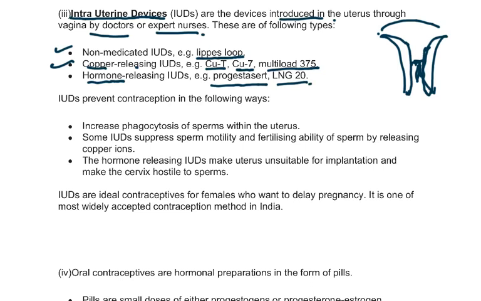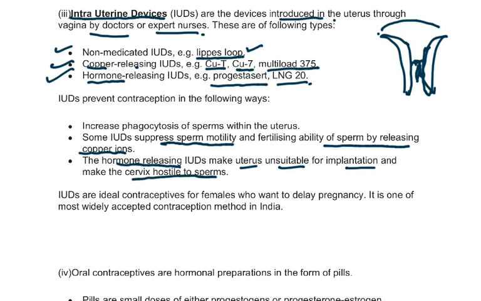So, what is the function of the Lippes loop? It just prevents the implantation. Whereas the copper releasing and hormone releasing devices also suppress the motility of the sperm. They decrease the chances of fertilization as the copper that is released binds with the sperm and decreases their motility. The hormone releasing devices affect the uterus, making it unsuitable for implantation, as well as the cervix.